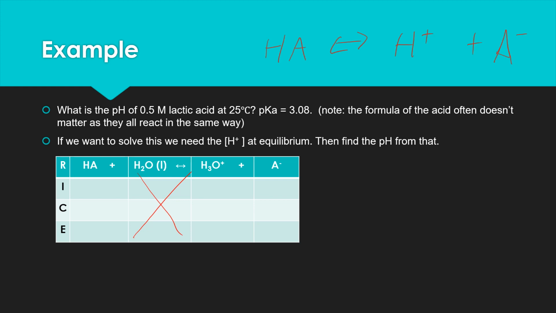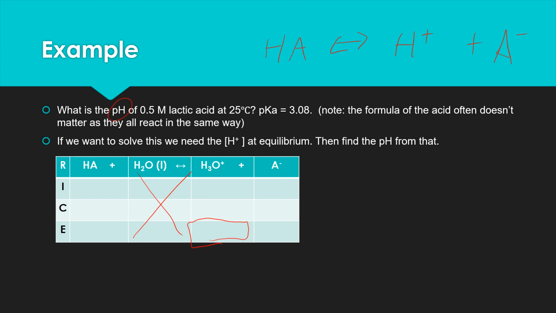So if we want to solve this, what we're going to really need in terms of finding the pH is we need this value. We need our equilibrium value for the hydrogen ion or the hydronium ion, since those are replaceable. And then we find our pH from that. So we need to complete our ICE table. We need to solve for that equilibrium concentration, and then we can find our pH.